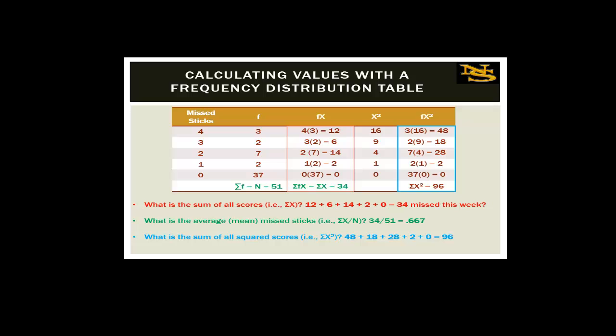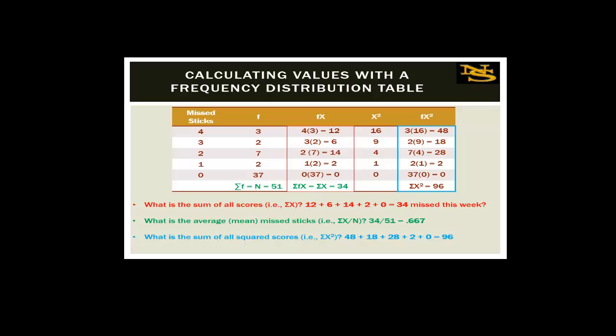So one thing that's really important that students forget quite often is that when you're using a frequency distribution table to find the sum of x, or the total sum of all the scores in your data set, you cannot simply add up the values that are here. You can't say, oh, 4 plus 3 plus 2 plus 1 plus 0. That's not going to give you the sum of all the scores because you won't be taking into account how often those scores appeared in your data set, or the frequency of each score.